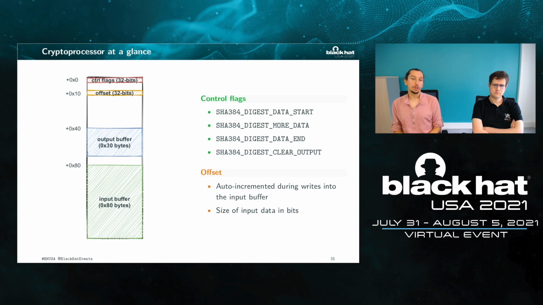At offset 0x10, we have a register that we have named offset. It is actually automatically, in hardware, incremented as soon as you write some data inside the input buffer. And it contains the size of the input data in bits. At offset 0x40, we have the output buffer. And at offset 0x80, we have the input buffer.